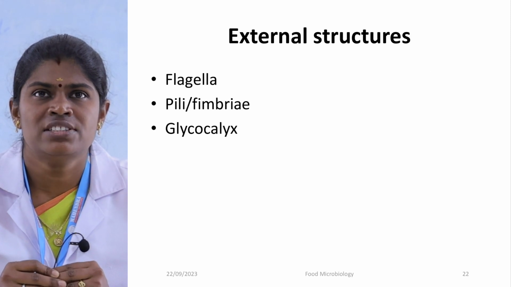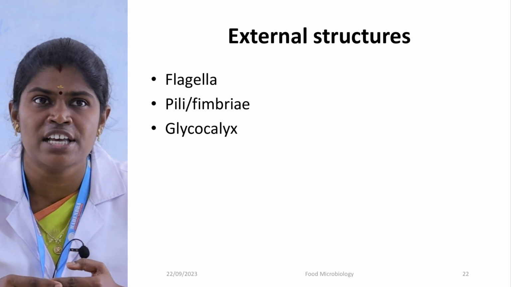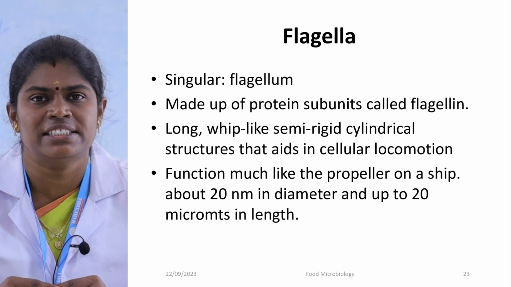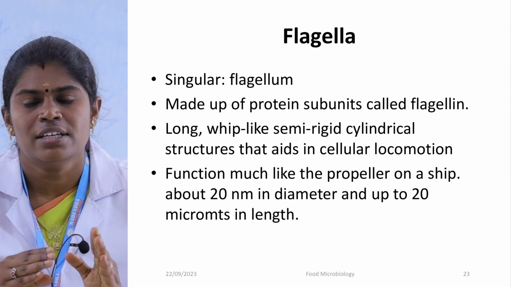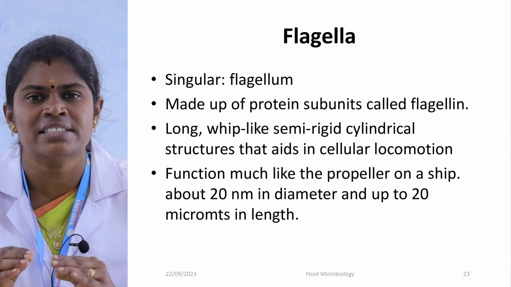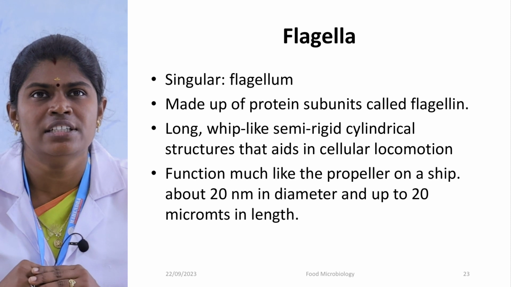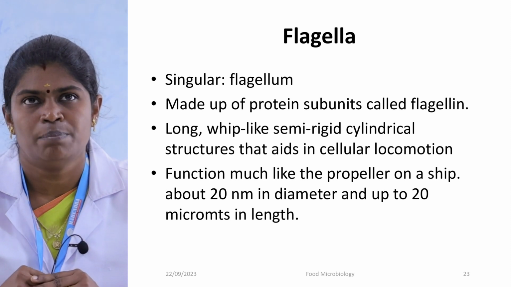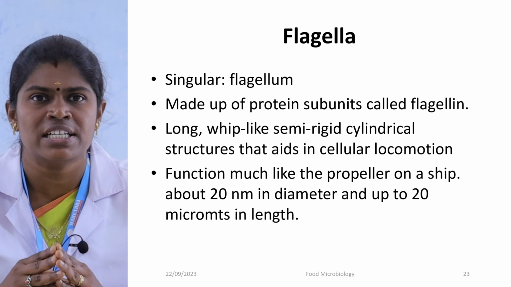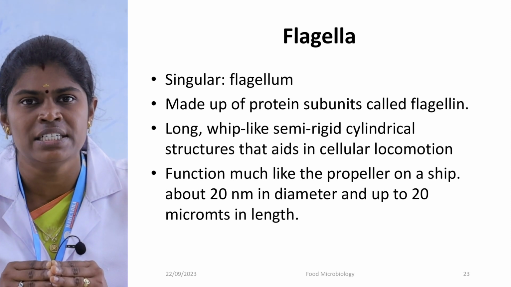External structures, in the sense of the outermost part of the cell, are flagella, pili and glycocalyx. Flagella act as a propeller, helping the bacterium move from one place to another, like the propeller on a ship, and are made up of flagellin protein. In singular we say flagellum, but bacteria mostly have many, so we call them flagella. They are 20 nanometers in diameter and 20 micrometers in length.